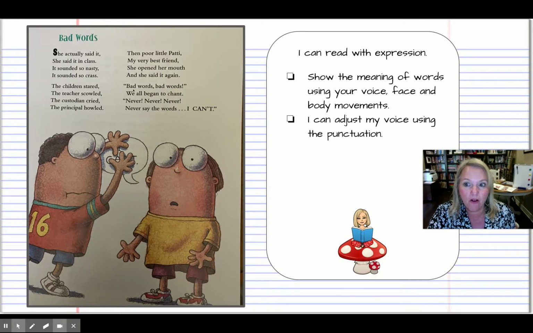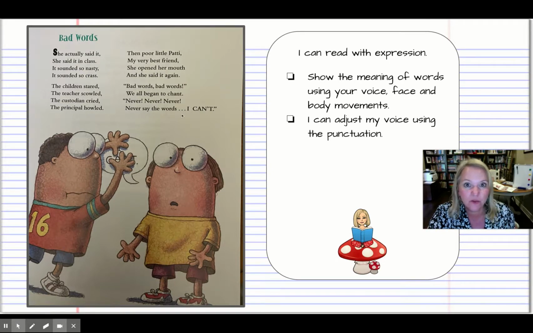So for example, I know she's talking. The narrator is talking. So I'm going to say bad words, bad words. I'm going to emphasize my voice with that exclamation point. We all began to chant, never, never, never. Did you see how I stretched out never a little bit there? Never say the words, I can't... Did you notice how I paused for the ellipsis?